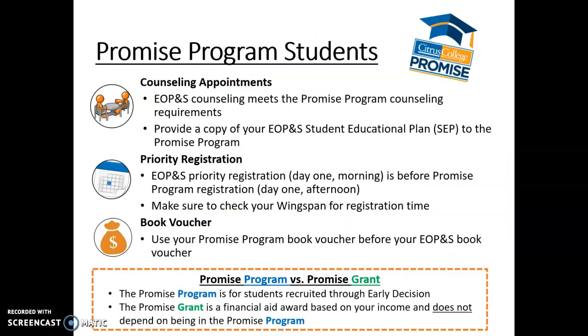Promise program students, if you are in the Promise program and in EOPS, keep in mind that your EOPS counseling appointment, your EOPS student education plan, does count for Promise. Show them a copy of it and you'll be good. Priority registration: EOPS registers before Promise program. We tend to register at 10 a.m. and Promise program registers at 1 p.m. Make sure you take advantage of the 10 a.m. window so that your classes won't fill up on you and you get the classes that you need. In regards to the book voucher, make sure you use a book voucher from the Promise program first and then the EOPS money.